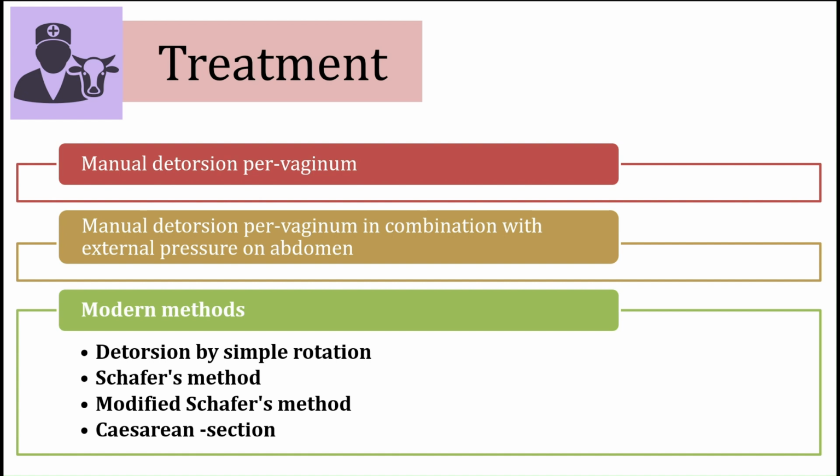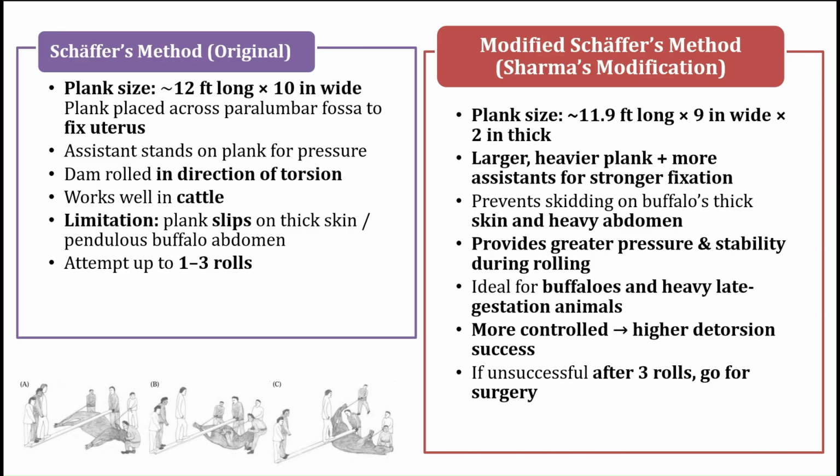Its treatment includes manual detorsion per vaginal in combination with external pressure on the abdomen. In mild cases, these two can be done, while in case of severe rotation, there are modern methods like detorsion by simple rotation, Schafer's method, modified Schafer's method by Sharma, and caesarean section as the last option.